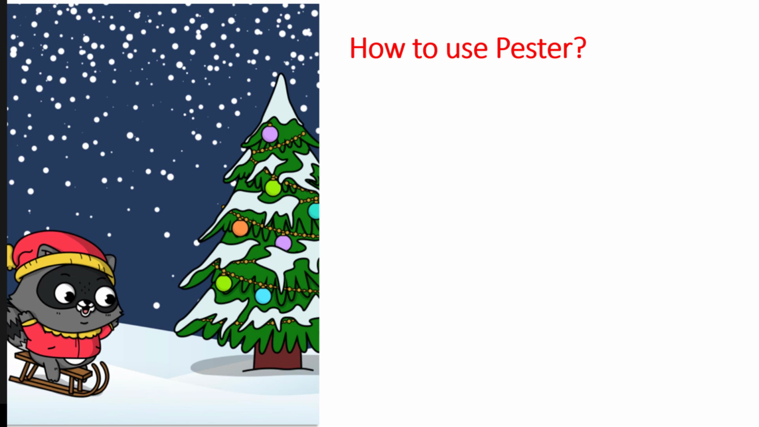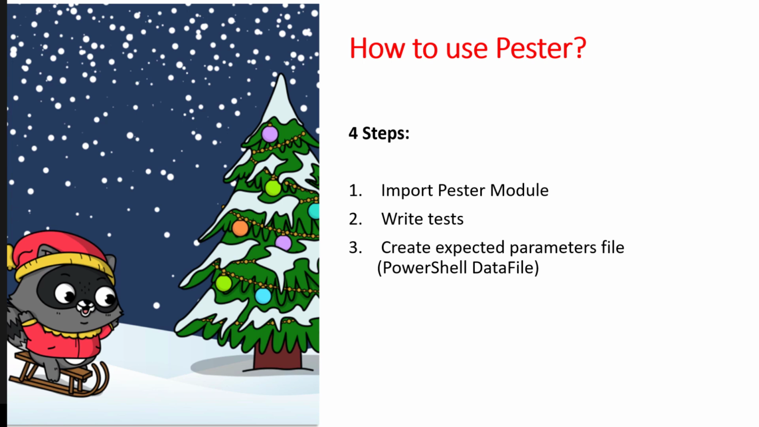Now let's focus on how to use Pester. There are actually 4 steps to use Pester. The first step is to import the Pester module. The second step is to write our test. The third step is to create a parameter file for the expected values, which is a PowerShell data file. We'll get into that in a moment. And finally, run the test.